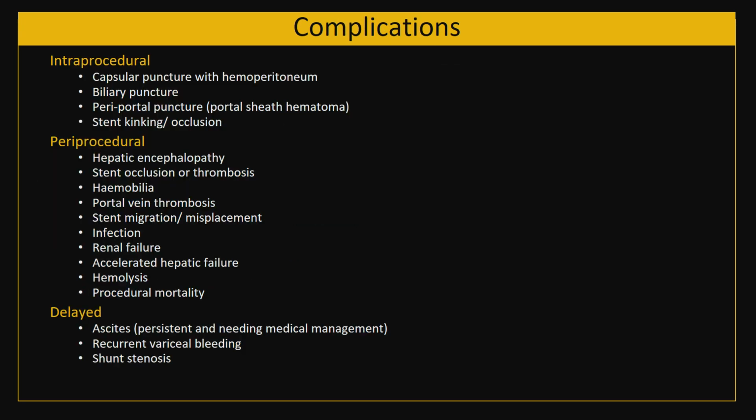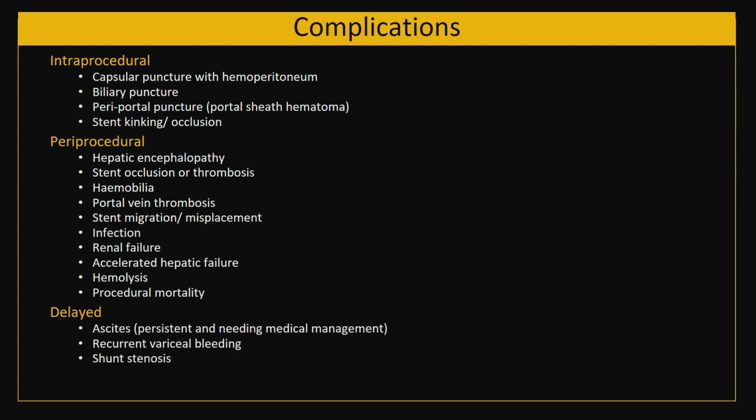So all these cases are not straightforward. We encounter many complications which may be intraprocedural, periprocedural or delayed. So capsular puncture of the liver and hemoperitoneum is one of the dreaded complications which may sometimes be life-threatening also. Biliary puncture, puncture of the periportal sheath or a hematoma is again a complication. Stent occlusion during deployment is one of the intraprocedural complications.